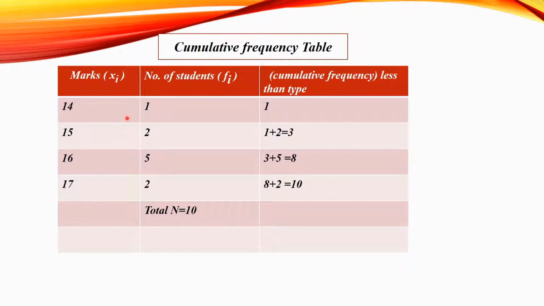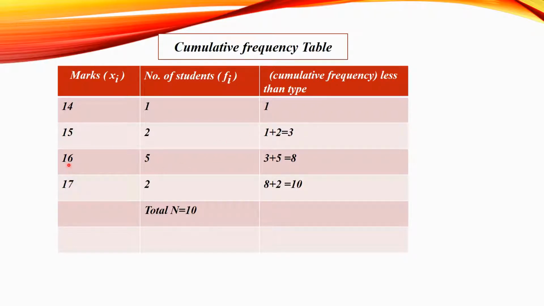Now here in this table we have the frequency of 14 as 1. So in this row the cumulative frequency will be 1. Second row, 15, the frequency is 2. The cumulative frequency will be 1 plus 2 is equal to 3.